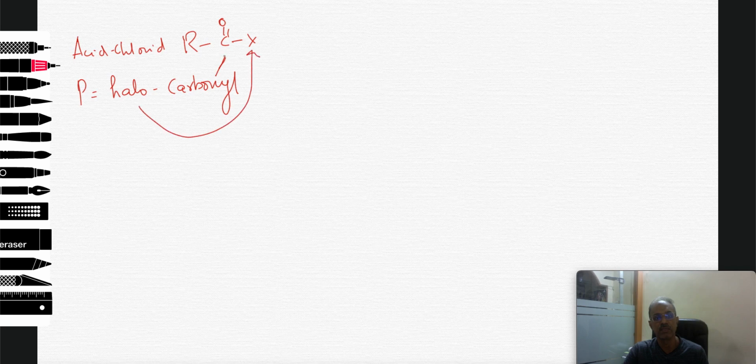Which happens to be RCO-X. That means the prefix happens to be halocarbonyl. This is carbonyl and this is the halo part. And the suffix happens to be carbonyl halide, or oyl halide.